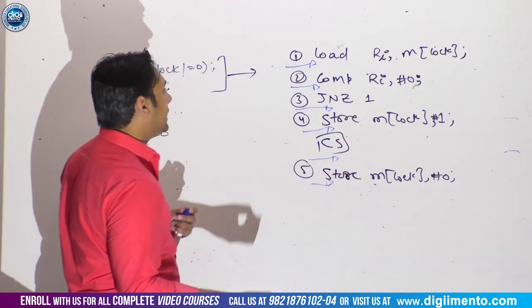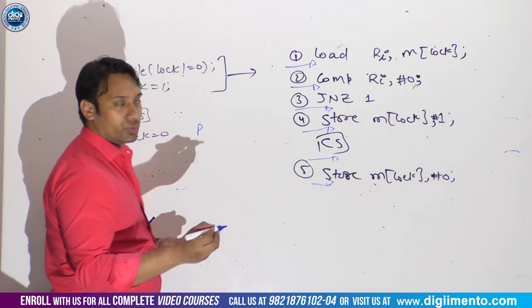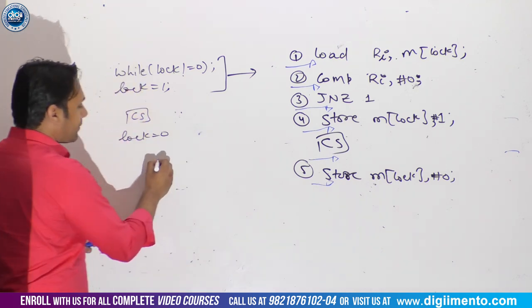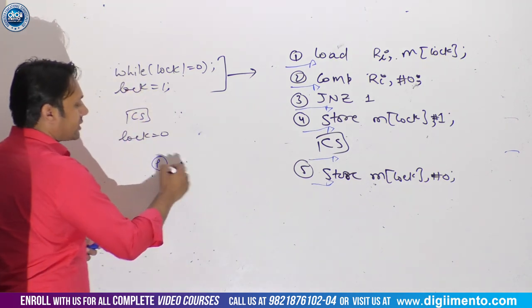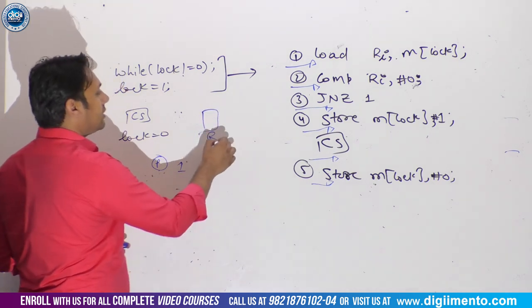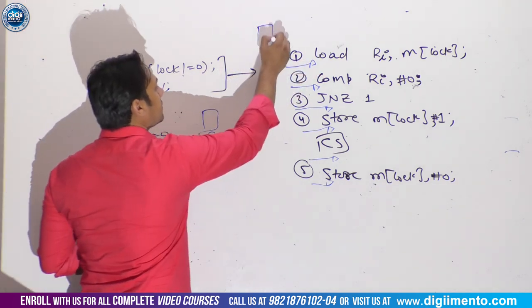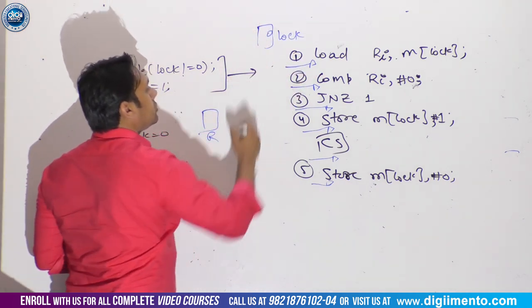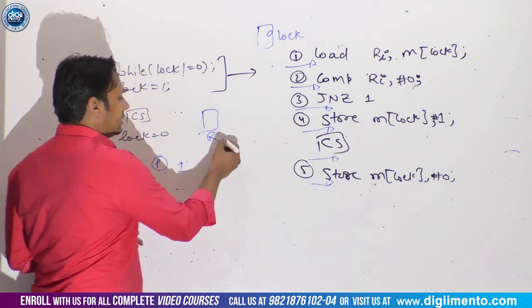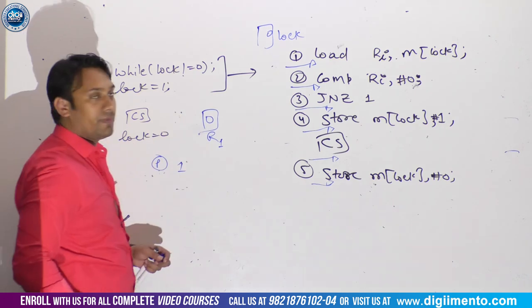Let us assume there is a process P and a process Q. First, process P tries to execute line number 1. So process P will store the value of lock in a register. Initially, the value of lock is 0. So process P will store this value of lock, which is 0, in register R1.